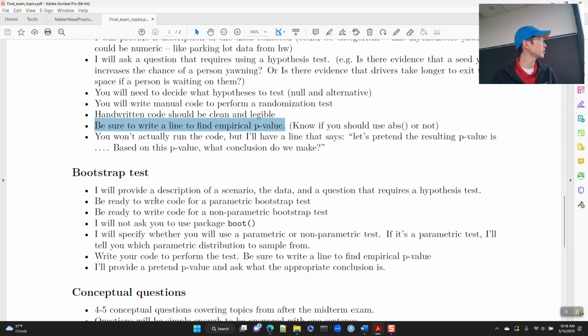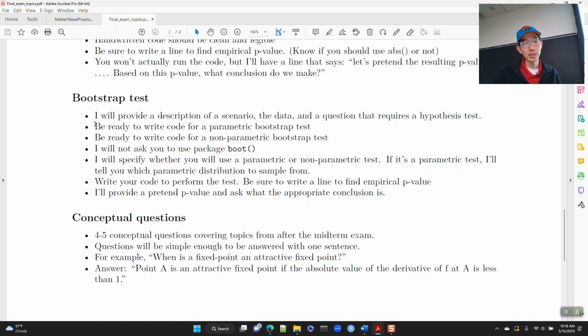to the randomization test. I'll provide some kind of description, the data, and a question that requires a hypothesis test, and I'll say, perform a bootstrap test, okay? And that bootstrap test could be a parametric bootstrap test. It could be a non-parametric bootstrap. If it's parametric, you'll sample from, say, rnorm or some kind of random distribution. Non-parametric, you'd resample your values, okay?